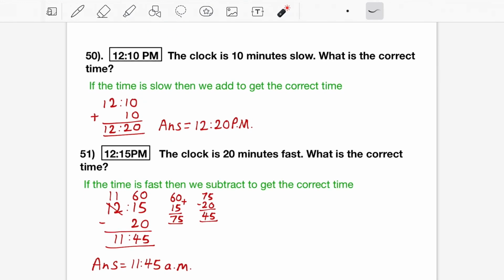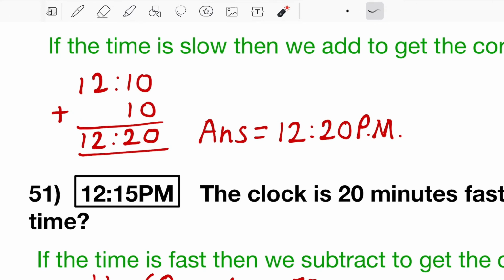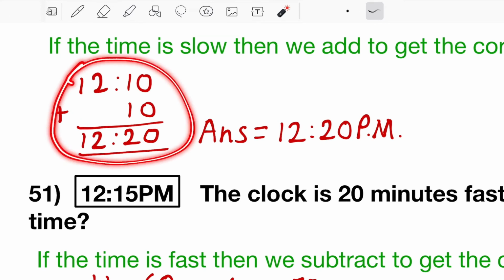Number 50. What is the correct time? So the clock is 10 minutes slow. So we must add 10 minutes to get the correct time. So that will give us 12:20 p.m.